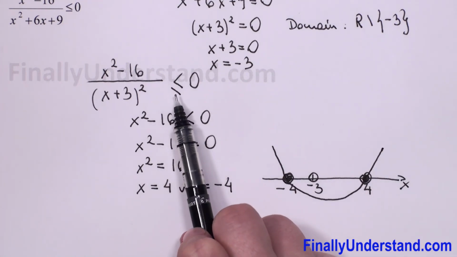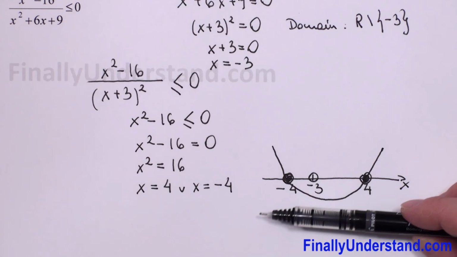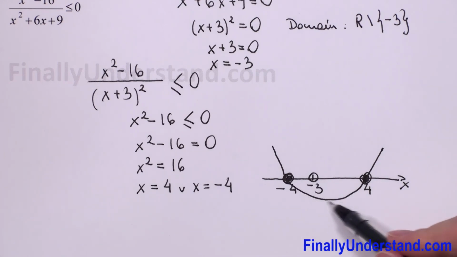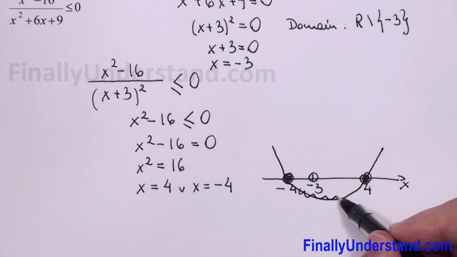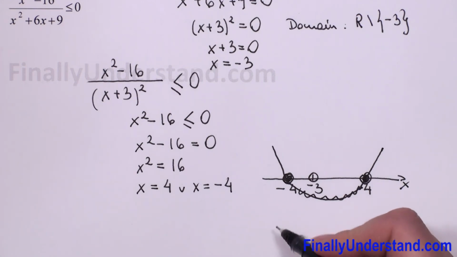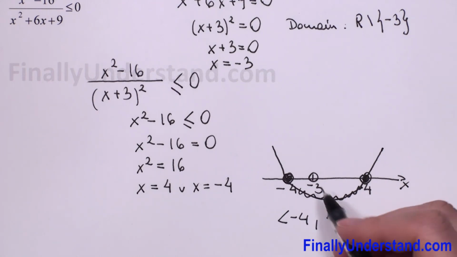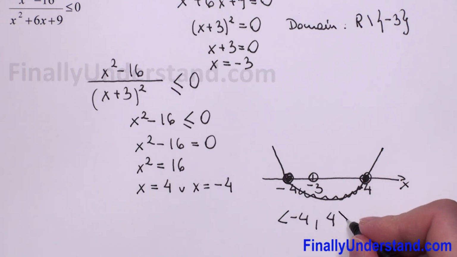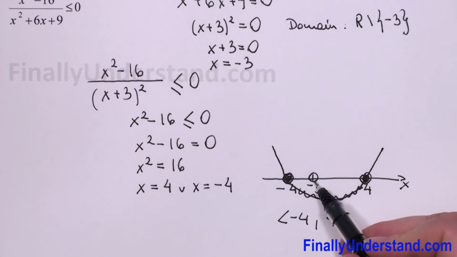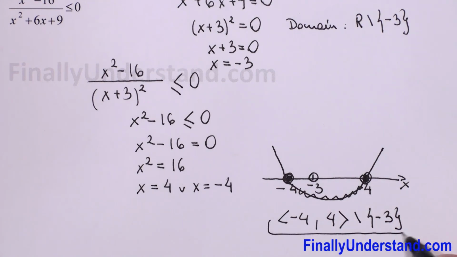We have to find the values less than 0. Less than 0 means all values under our number line. This part is under, this is negative. So now we can write our interval will be from negative 4 to 4, closed on both sides, and we have to exclude our negative 3. And this is our solution.